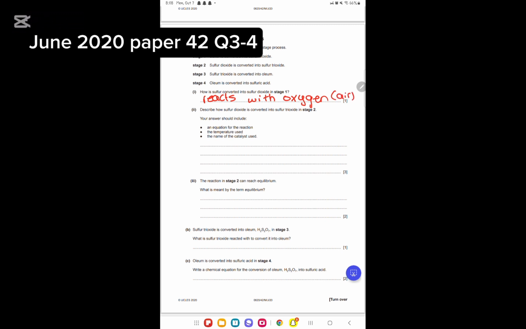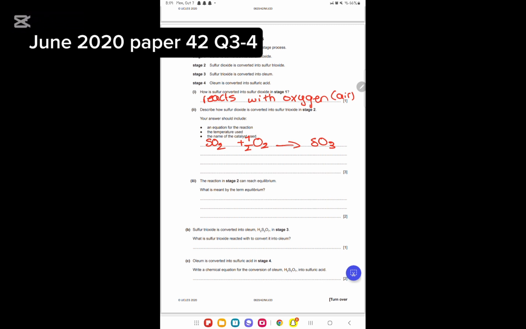Describe how sulfur dioxide is converted into sulfur trioxide in stage 2. Your answer should include an equation for the reaction, the temperature used, and the name of the catalyst used. So, the equation of the reaction: how is SO2 converted into sulfur trioxide? SO2 reacts in the presence of oxygen, so it burns to form sulfur trioxide. If we want to balance it here, it will be 1/2 O2.